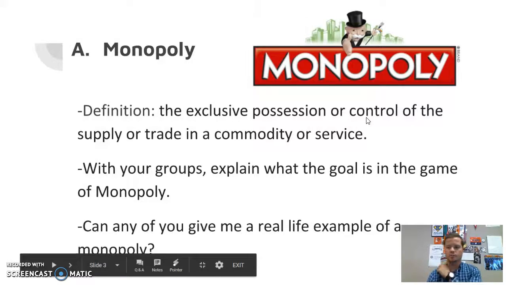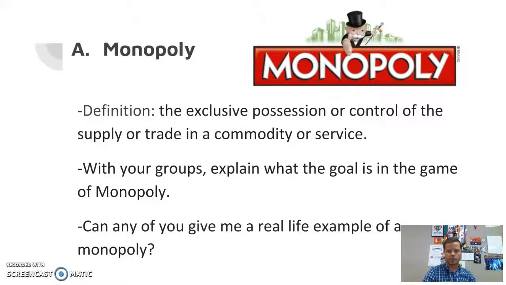Monopoly was our first term. Obviously the first thing we think about is the game, but really monopoly is when a business or person has possession or control over one good or commodity, and a service too. That is something very rare to see. Usually we see it with federal government stuff like the DMV. There's no other place you can get your license. You have to go to the DMV. So that could be considered a monopoly in real life.